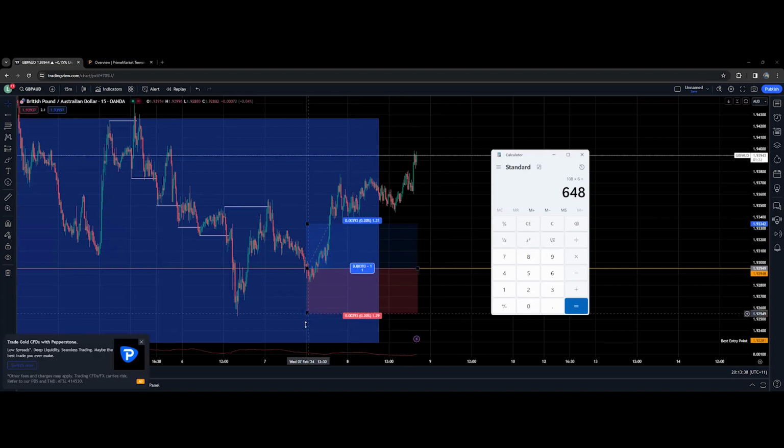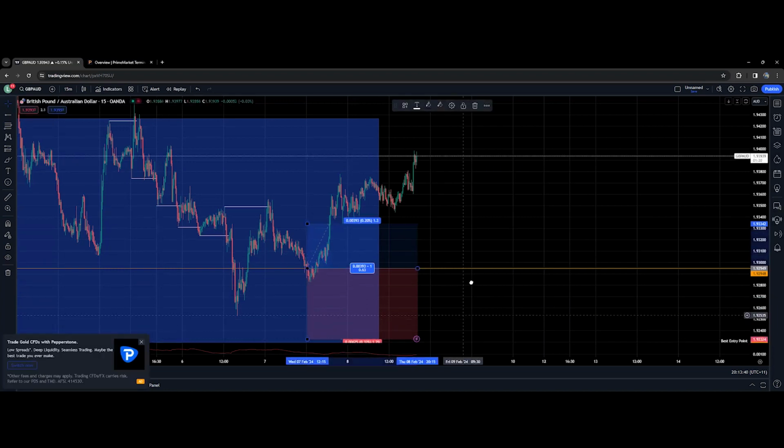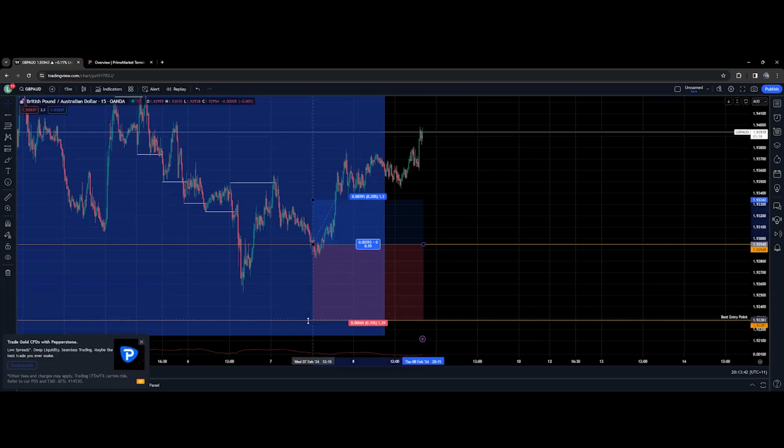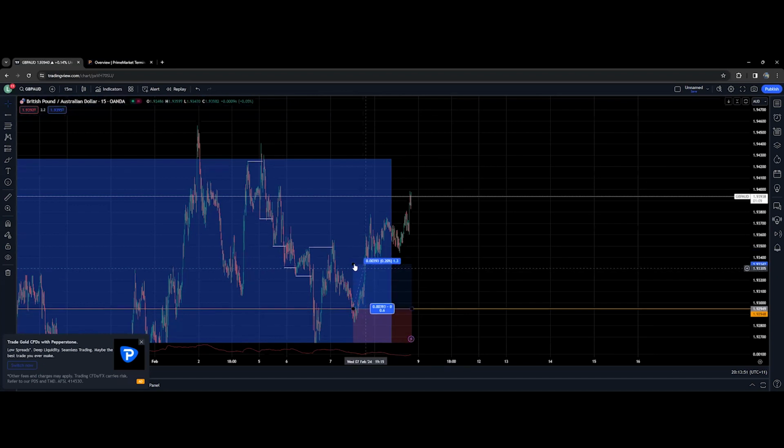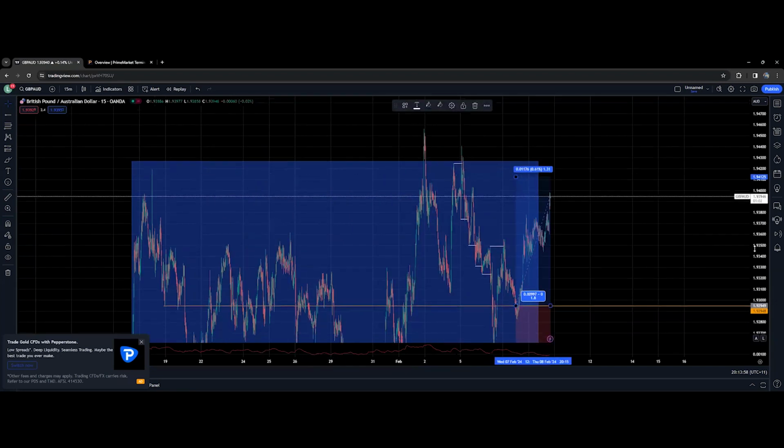So 648 of stop loss, 648, 650. Let's call 50. Okay. And at least 1.8 of take profit. So 1.8 would be here. Okay. But we do have some higher highs.